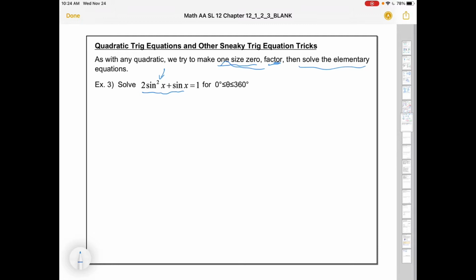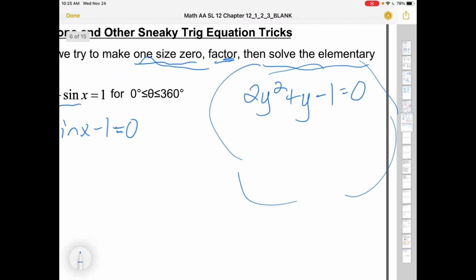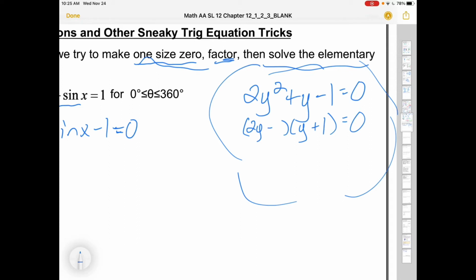If possible, we factor, and then we solve the elementary equations. So let's imagine that I had something like this, 2y squared plus y, and I'm going to move that 1 over. I'll do this for the sine equation as well. That's a complicated equation, so let's do it just with y. You could factor this. What's going to multiply to give me 2y squared? That would be 2y and y. And then I'll have to put a 1 in one of these and a negative 1 in the other.